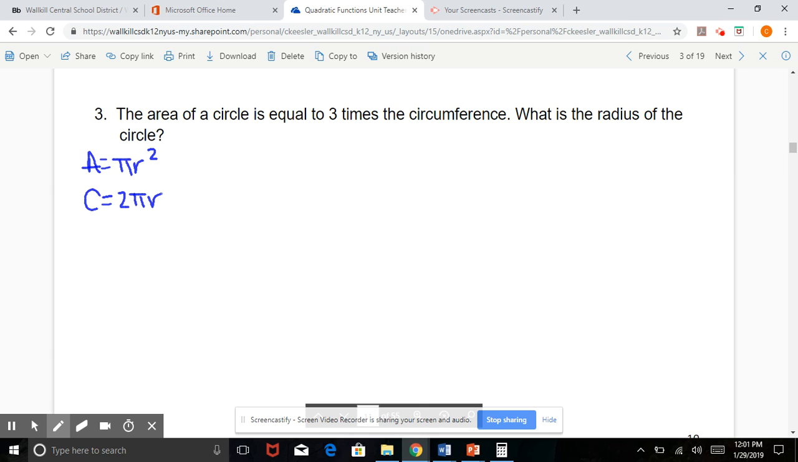So now reading this again, the area of the circle. So we're going to take our area formula, removing the A. The area of the circle is equal to 3 times the circumference. Now we want to start setting this equal to 0. So we have pi r squared equals 6 pi r. 3 times 2 is 6. Subtract the 6 pi r.